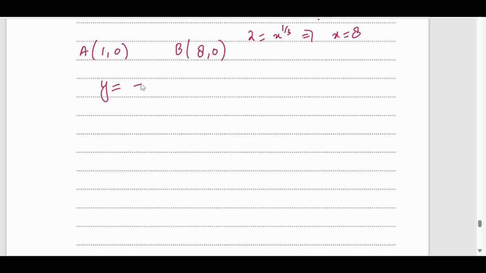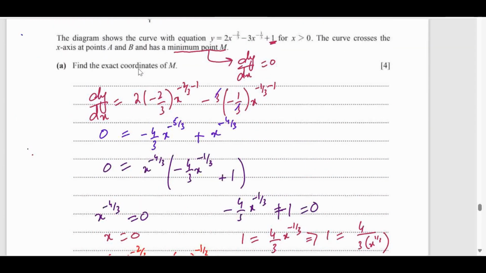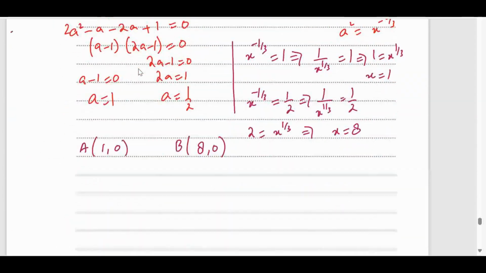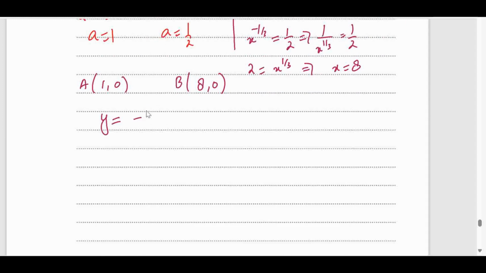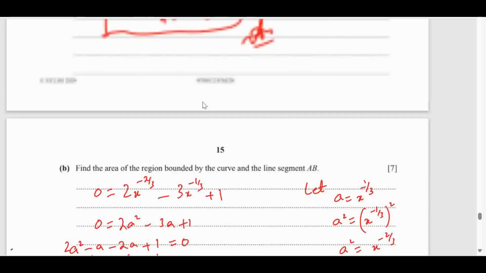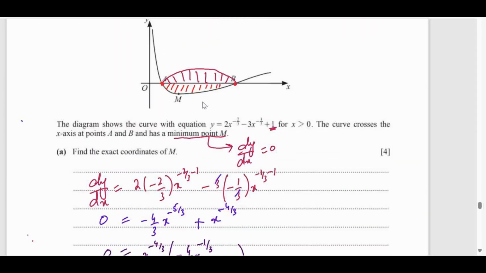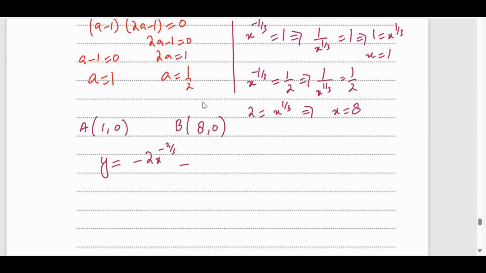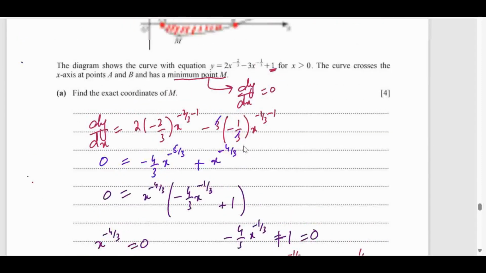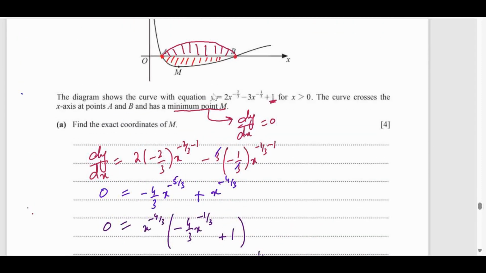So the equation will become negative 2 into x power minus 2 by 3, then plus 3 x power minus 1 by 3, and then minus 1, because we have to change the sign. When we multiply it with a negative, it will be reflected towards the positive side.